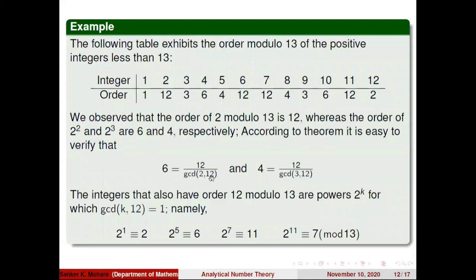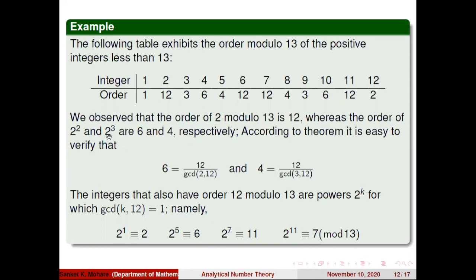Okay, so GCD of 2 comma 12 is 2. So 12 upon 2 is what? 6. Now suppose I have to find order of 2 cube. So here value of h is what? 3. And value of order of a is what? 12. So 12 upon GCD of 3 comma 12. GCD of 3 comma 12 is 3. Okay, so 12 upon 3, that is 4.